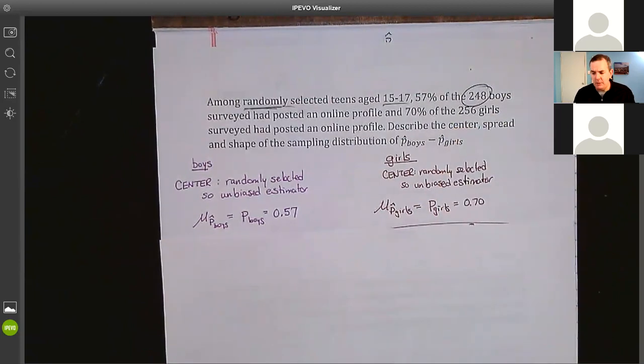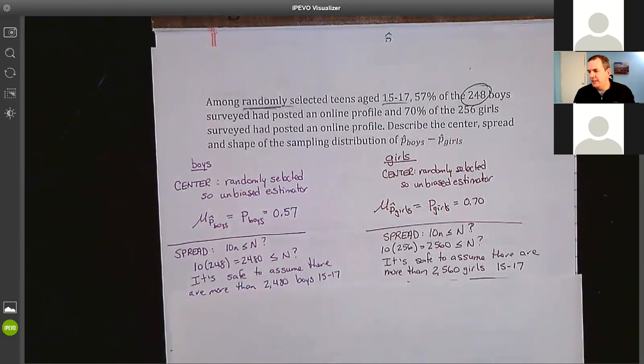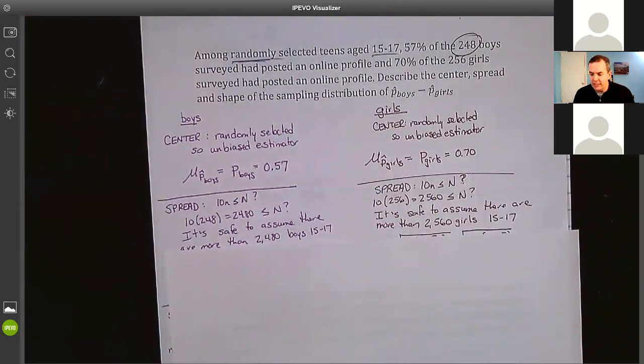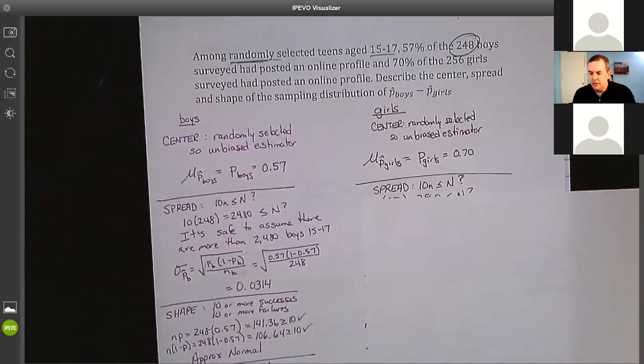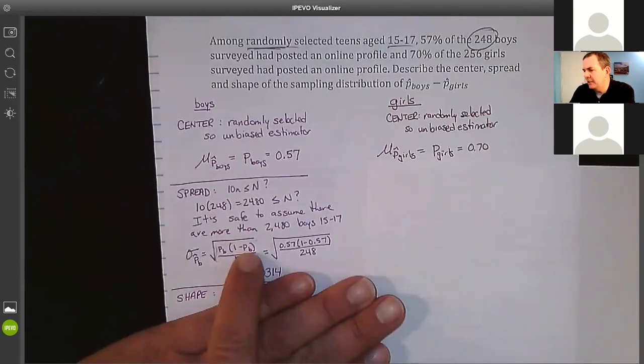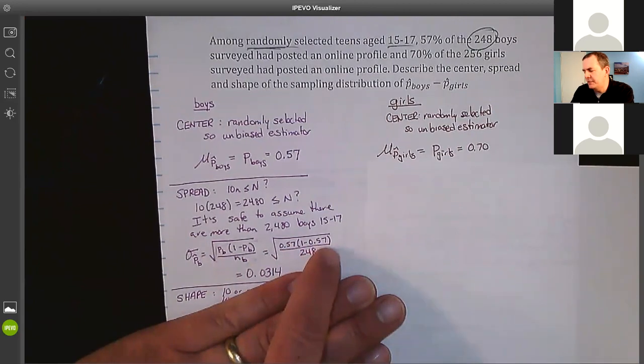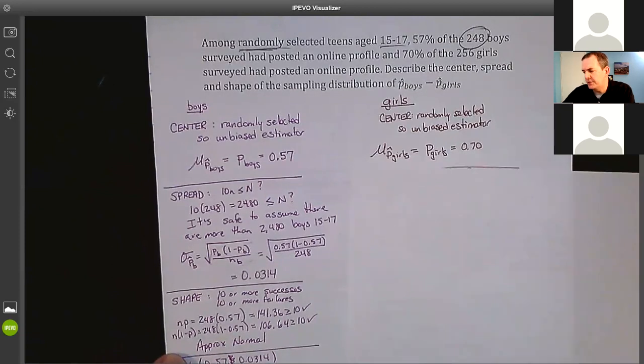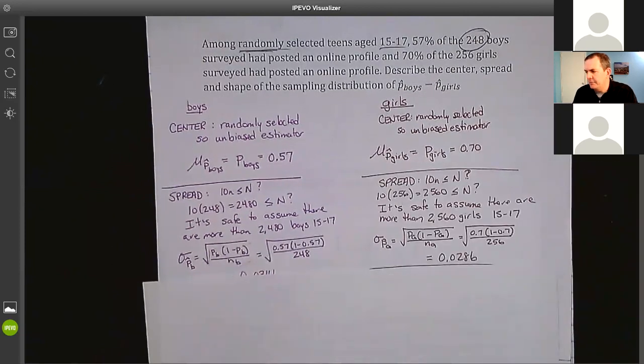So what that means is the following. I've checked these. I made those safe assumptions about that independence. Now what I can actually do is calculate each one of their standard deviations. For the boys, I can plug in the numbers: the square root of 0.57 times 1 minus 0.57 over 248. I can find out that the boys' standard deviation is a little over 3%. I can do the same thing for girls. I can figure out that the girls' standard deviation is about 2.86%.